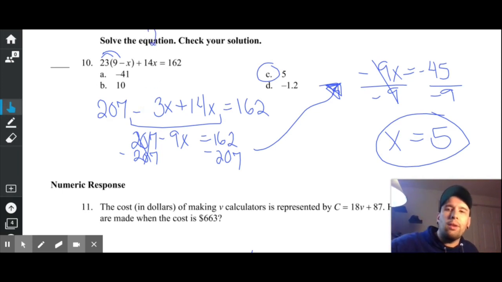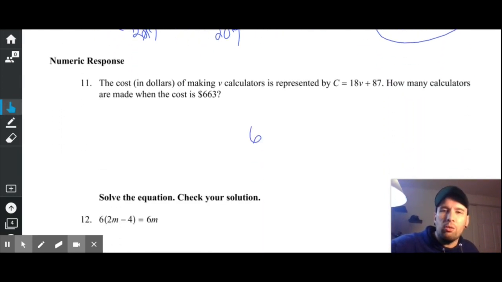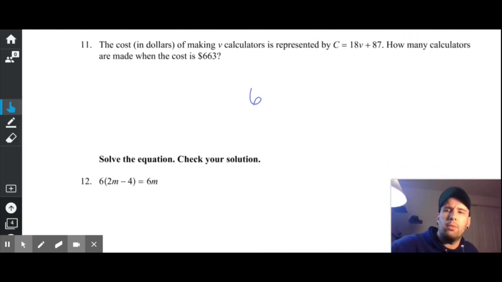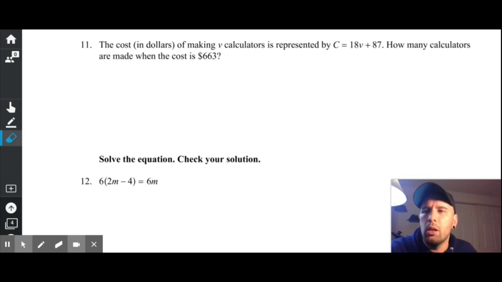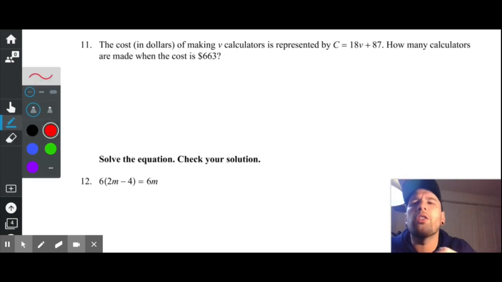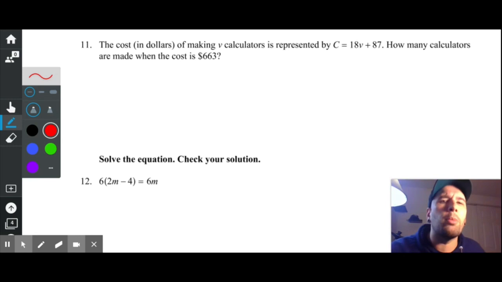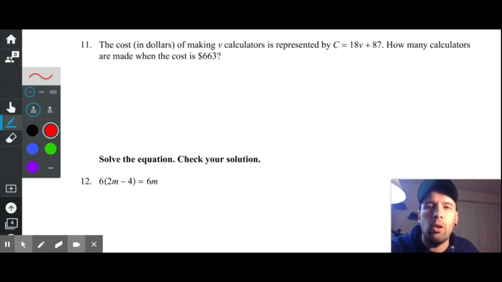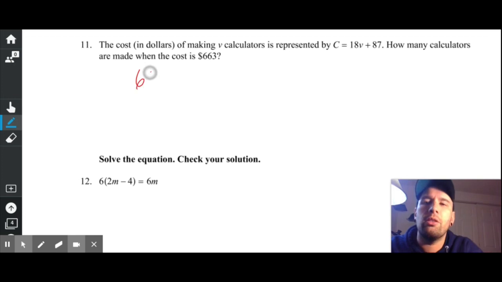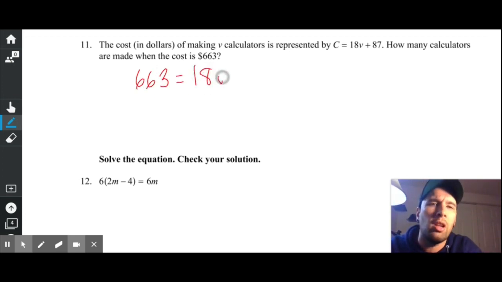All right, let's get rid of these rascally multiple choice problems. I don't know how that 6 showed up there. All right. The cost in dollars of making V calculators is represented by that equation C equals 18V plus 87. How many calculators are made when the cost is 663? 663 is now going to replace C, so I don't have to do too much. It's not like I have to overthink this guy right here.